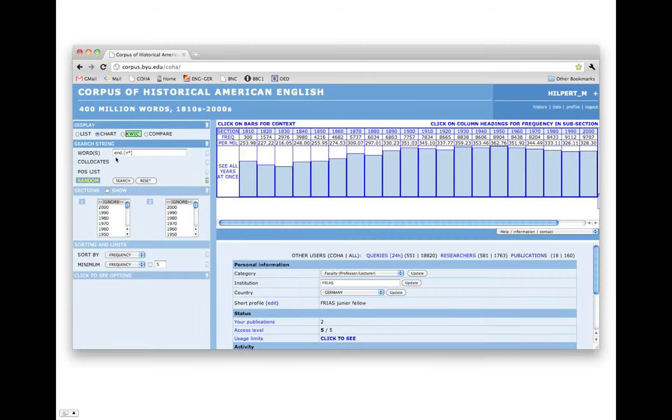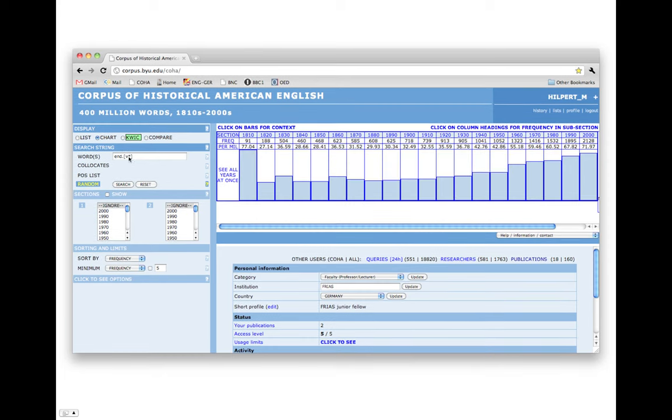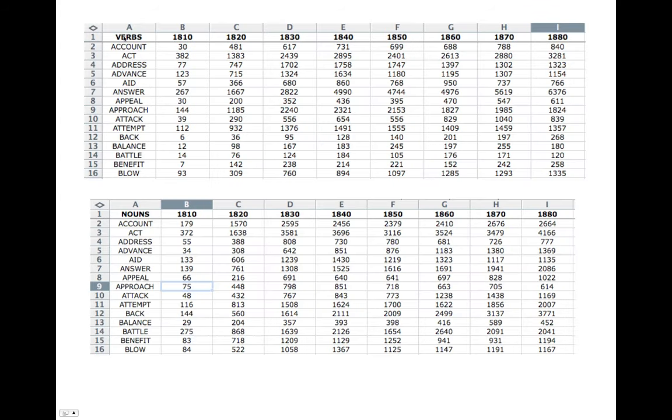So I typed in the chart interface, end dot and then the noun tag. That gives me all nominal usages of end, and you see those are the frequencies of nominal end throughout the entire corpus. I did a parallel search for all the verbal ends, and you see that here the curve is different. This procedure gave me two tables, one with all the verb frequencies, so account as a verb occurs 30 times in the 1810s, 481 times in the 1820s, and so on. So I have all the elements in their verbal usages and all the elements with their nominal frequencies.